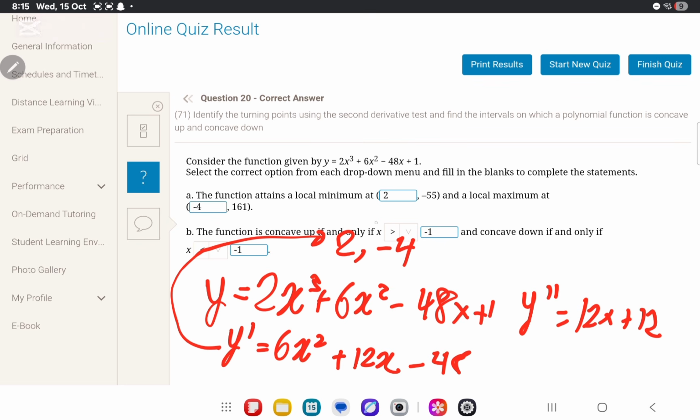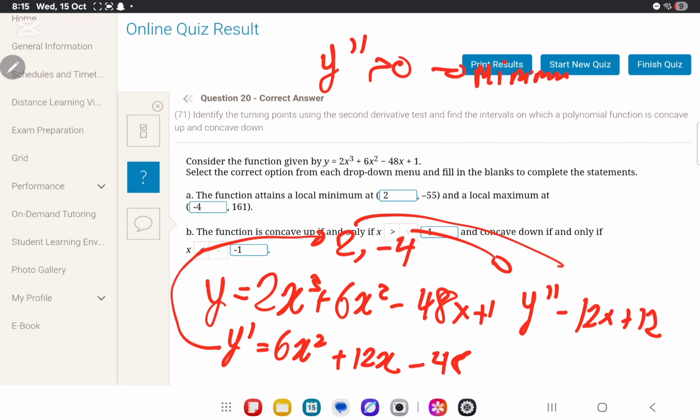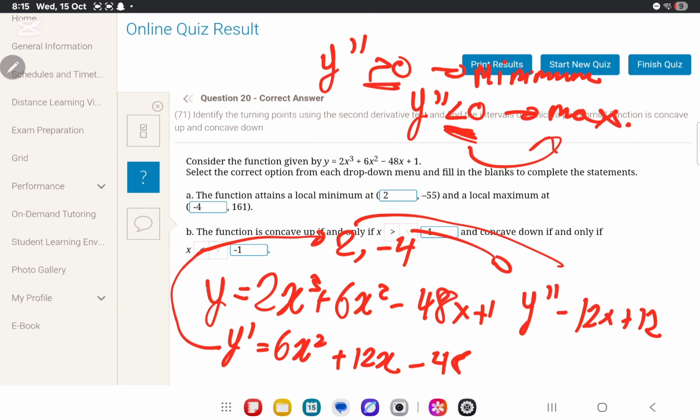So then you're going to plug them into the second derivative. So y double prime is going to equal, here. Okay, look, it's a general rule. If y double prime is greater than 0, that means you have found a minimum. But if y double prime is less than 0, it means it's a maximum. Think of it as the opposite: less than, it's a maximum; greater than, it's a minimum. They're opposites, right? So let's try it at 2.